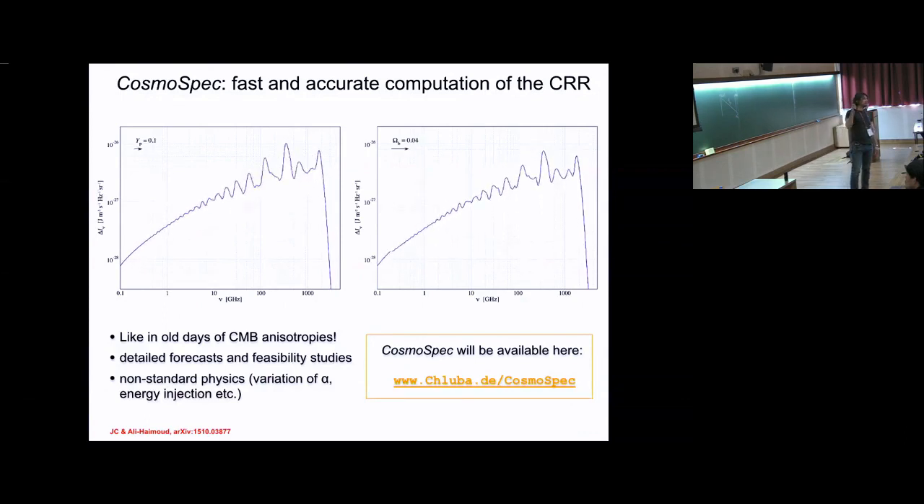Right? Just like in the good old days of CMB, you can just say, well, what happens if I change my parameters, like the helium abundance? You see that when you change the helium abundance, the spectral distortion from the recombination process changes quite visibly in terms of its spectral features, right?